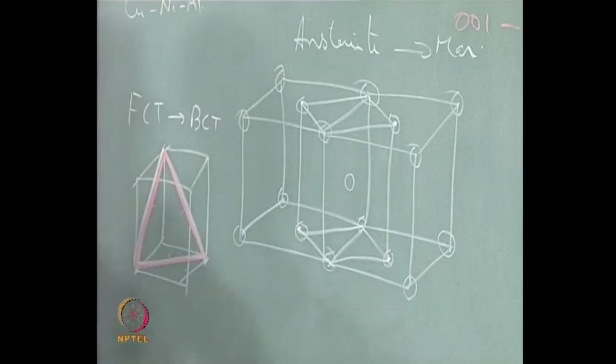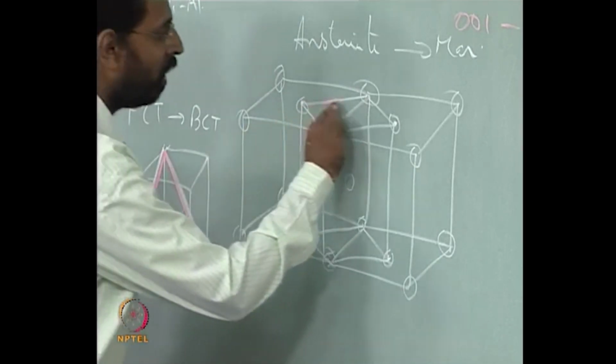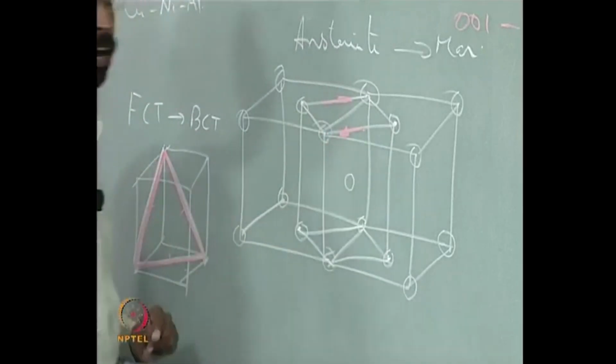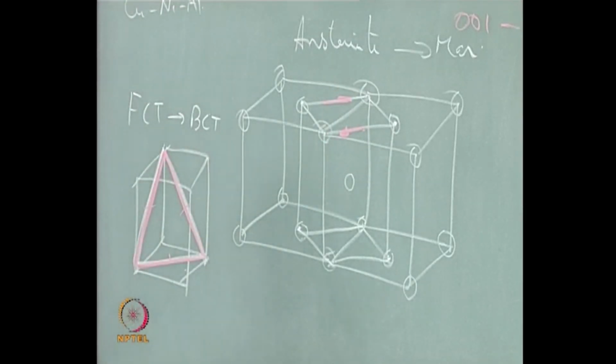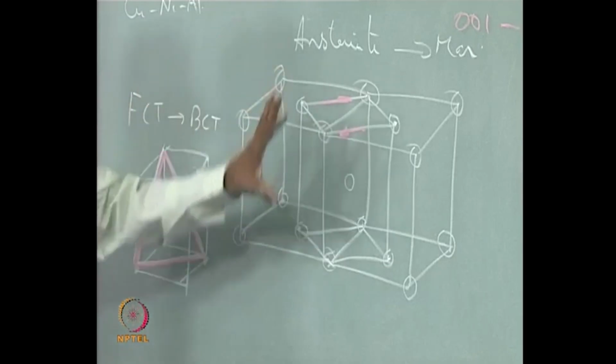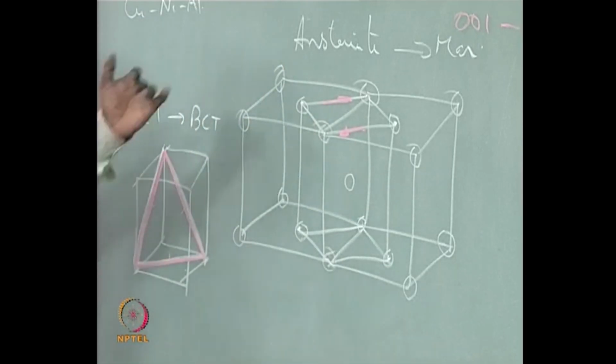Now, when there is a shear that takes place, the shear actually occurs along the 110, which is the close-packed plane, close-packed direction. Along that direction you have a shear, and once the shear takes place, the FCC permanently becomes BCT. It is no more FCC, it has become BCT because of the shear, not just because of the atomic arrangements, but because of the shear taking place along that.